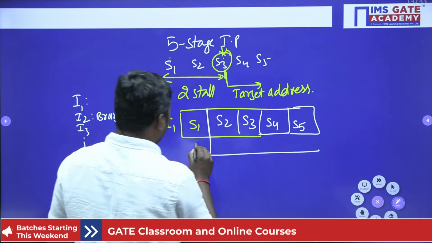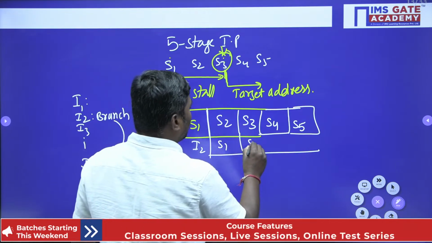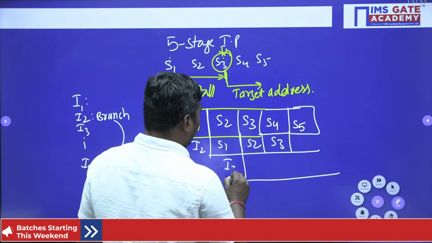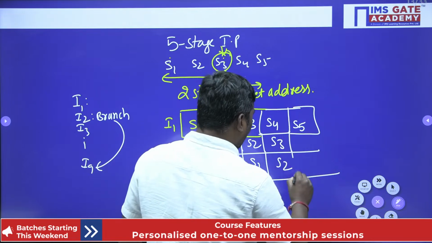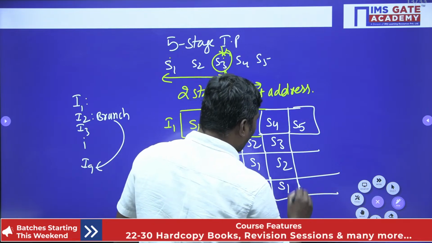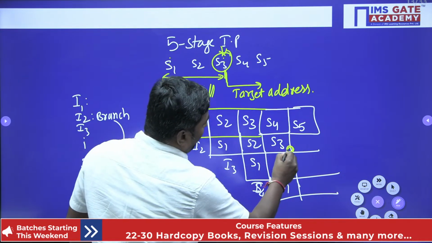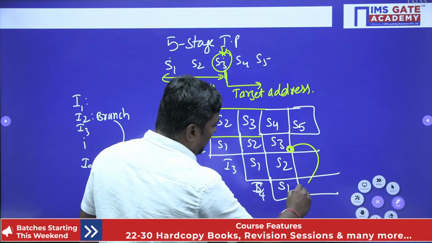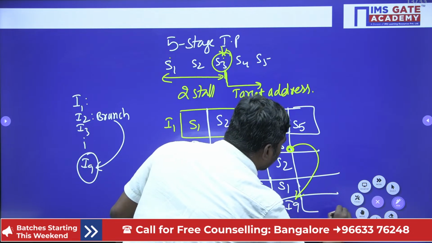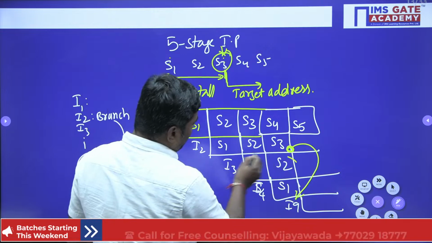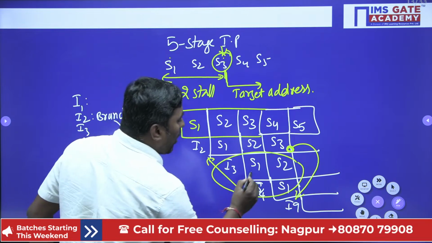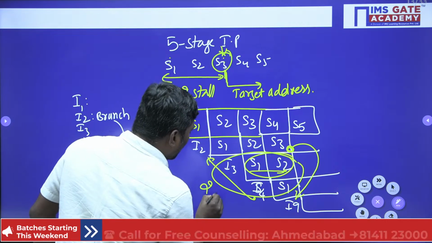Then I2: S1, S2, S3 here. By that time, I3 has S1 and S2 work. And by that time, instruction I4 has its S1 work over. Now see, at the end of the clock we got the address. Now you are going to fetch your target. What is the target instruction? I9. So I9 is going to be fetched here. Now, this instruction needs to be flushed out. When you flush it out, how many stalls are wasted? Maximum 2. So 2 stalls are wasted.